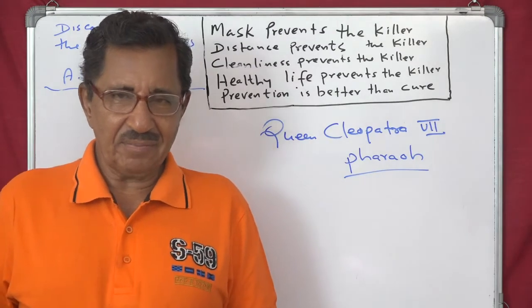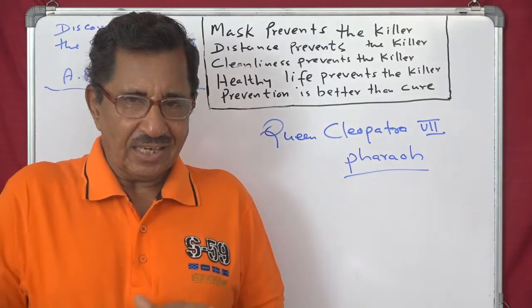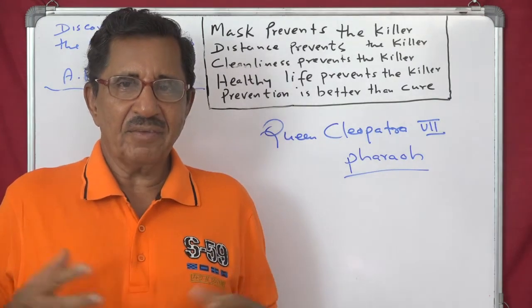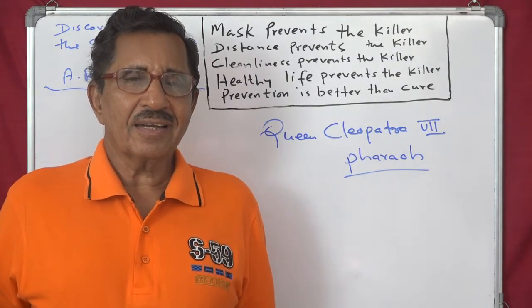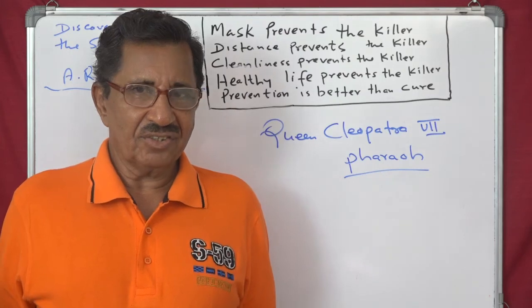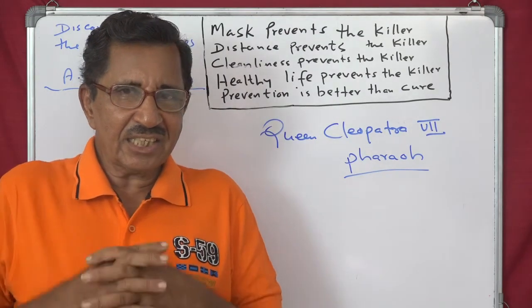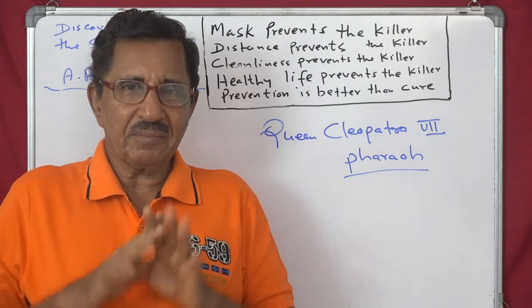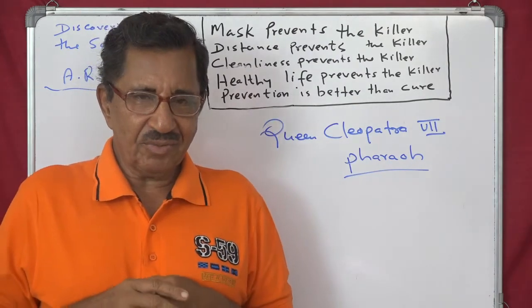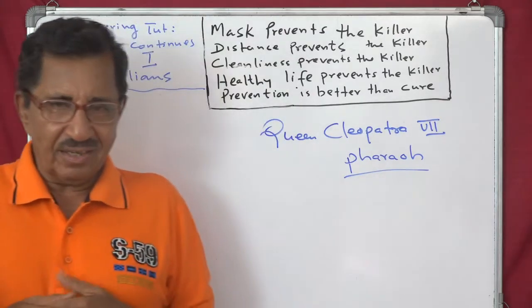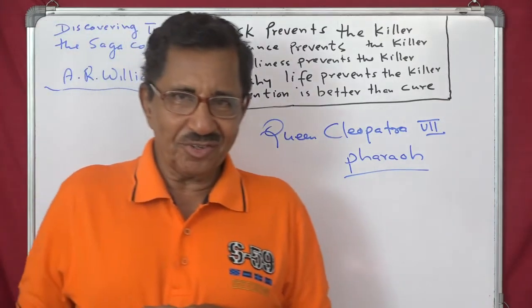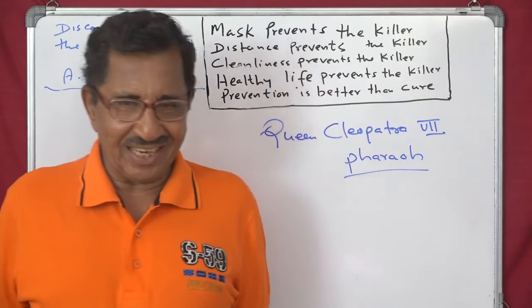When the Romans came to catch her alive, they found her lying dead. With that, the dynastic rule in Egypt comes to an end. This is what we mean. It's a story. If you have time, you must definitely go through Antony and Cleopatra.